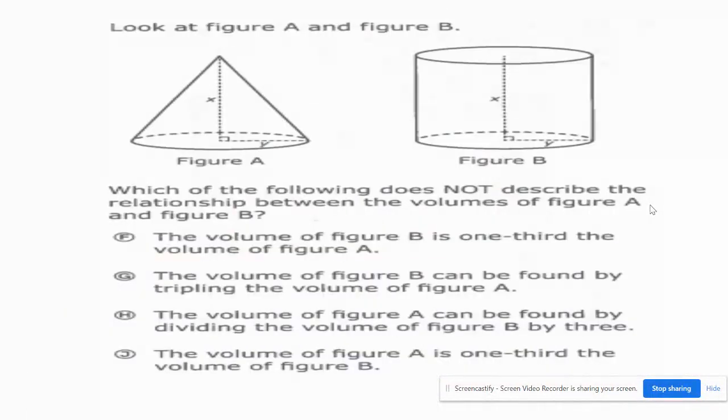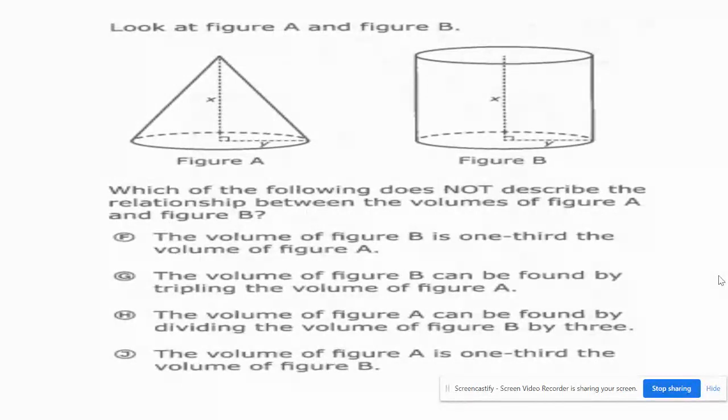Example 2. Which of the following does not describe the relationship between the volumes of figure A and figure B? F. The volume of figure B is 1/3 the volume of figure A. G. The volume of figure B can be found by tripling the volume of figure A. H. The volume of figure A can be found by dividing the volume of figure B by 3. J. The volume of figure A is 1/3 the volume of figure B.